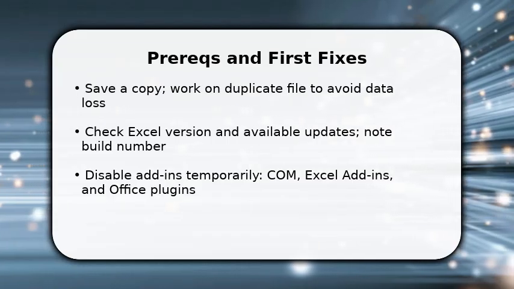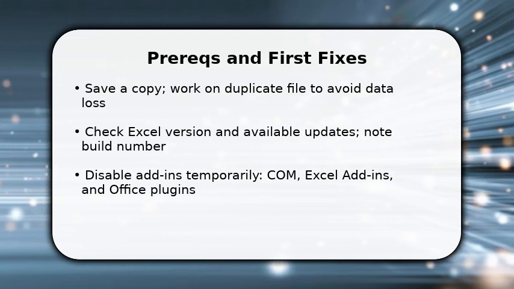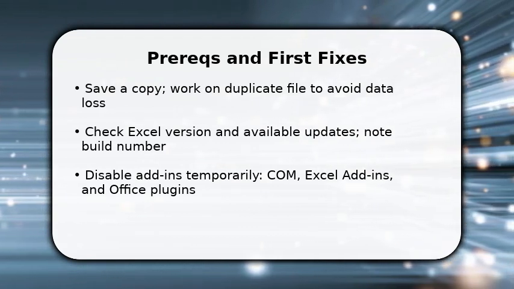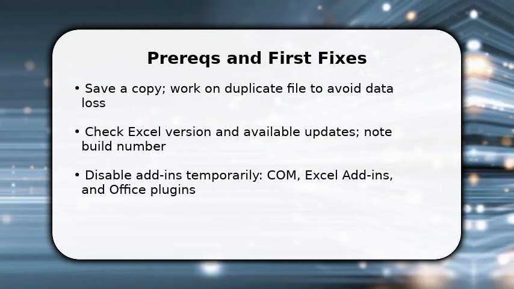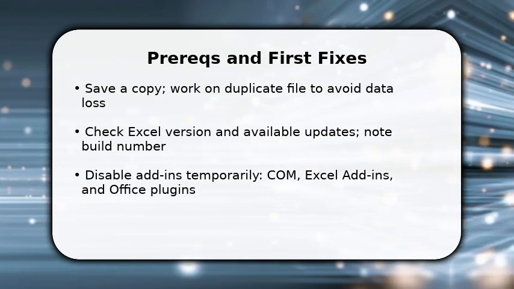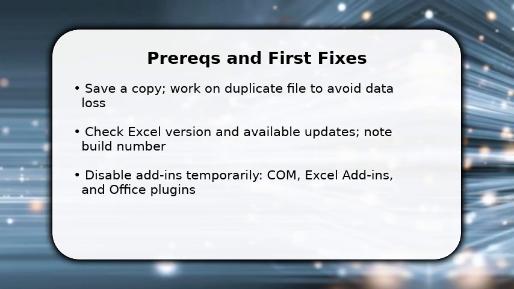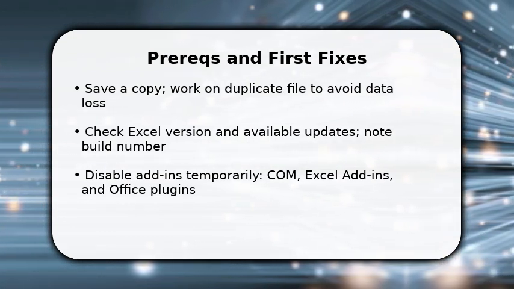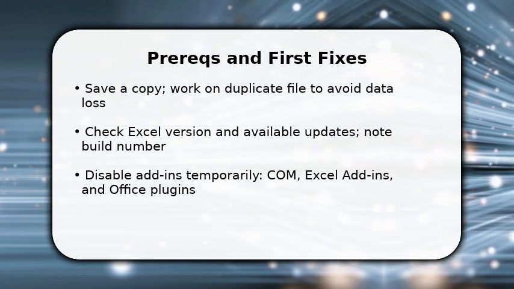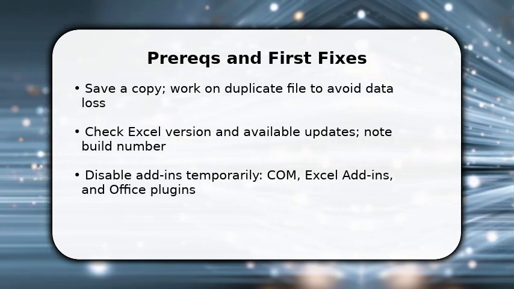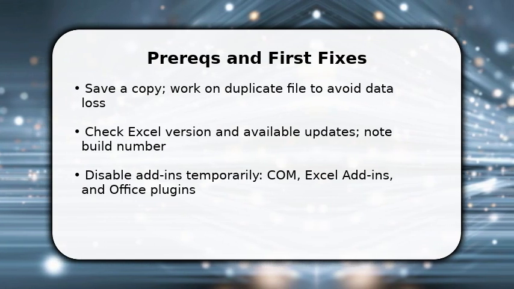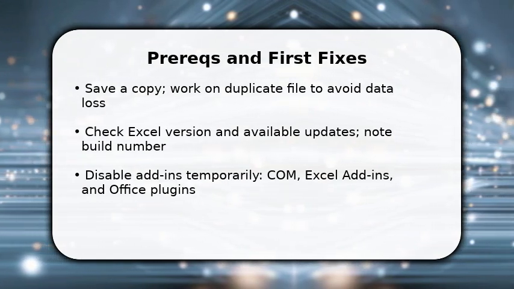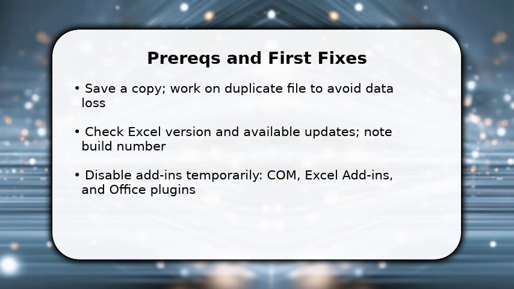You start by saving a duplicate and confirming the Excel build so you can revert if needed. Next, close background files and disable all add-ins to rule out extension conflicts. Once done, clear the recent files list and open Excel in safe mode to isolate startup problems. Make sure to run a quick repair from Control Panel if safe mode fixes the issue. This sequence eliminates common causes fast and prepares you for the targeted fixes that follow.